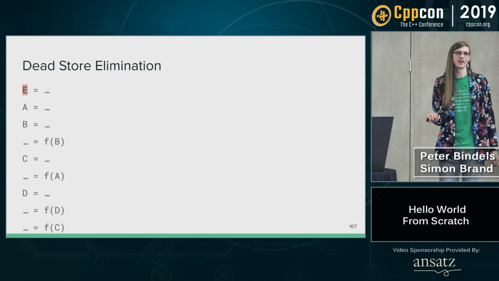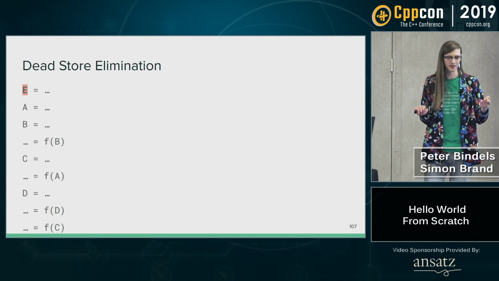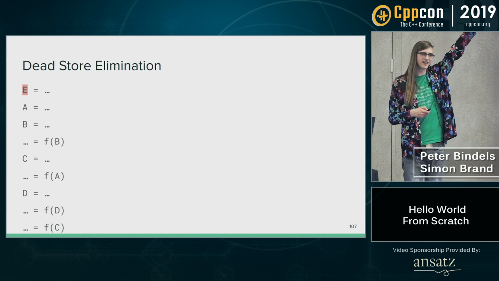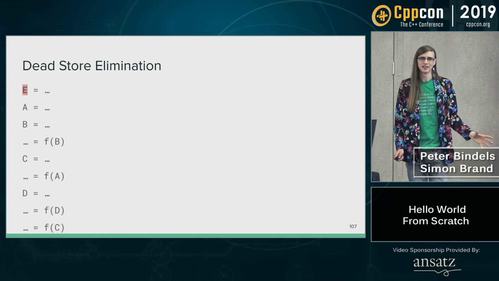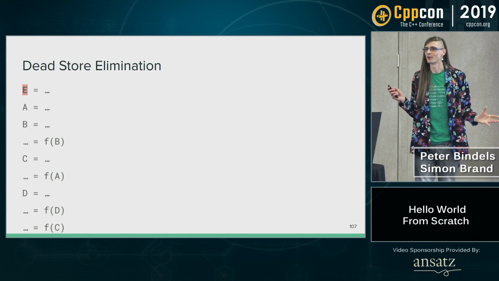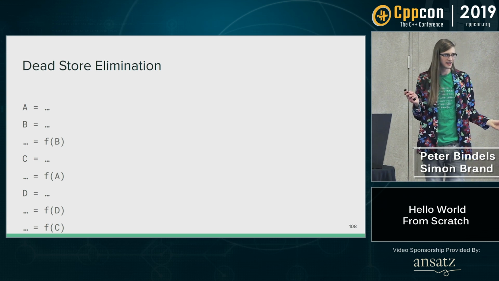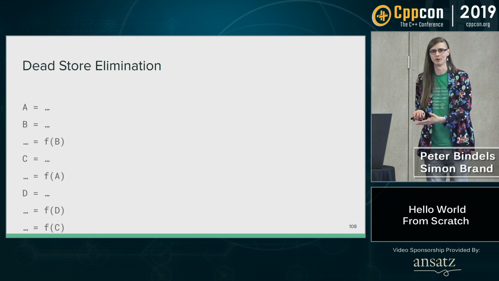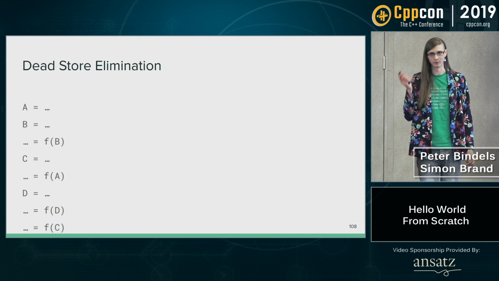Dead store elimination is one thing where we'll use liveness analysis. If we do liveness analysis on this program, we will see that E is assigned to right at the top, but then we never ever use it. So there's no point ever doing that store because no one's going to read from it. So we may as well just get rid of it. So this is an example of doing some analysis and using that to inform optimization. We'll also use liveness analysis later when we talk about register allocation.